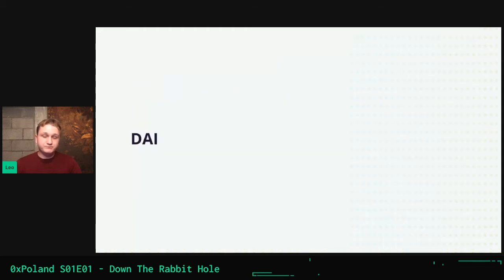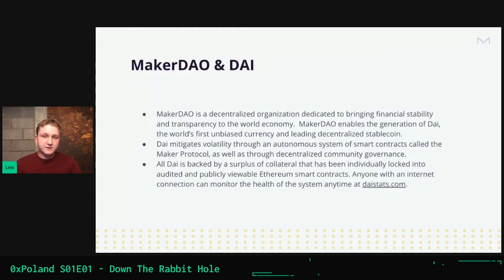So DAI and MakerDAO. MakerDAO is a decentralized organization dedicated to bringing financial stability and transparency to the world economy. MakerDAO enables the generation of DAI, the world's first unbiased currency and leading decentralized stablecoin.